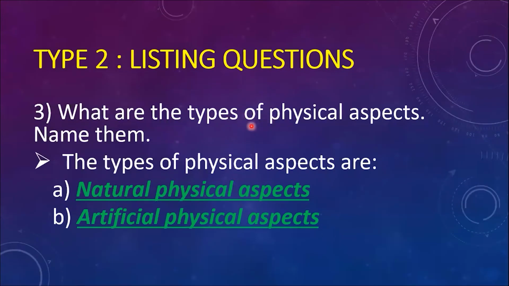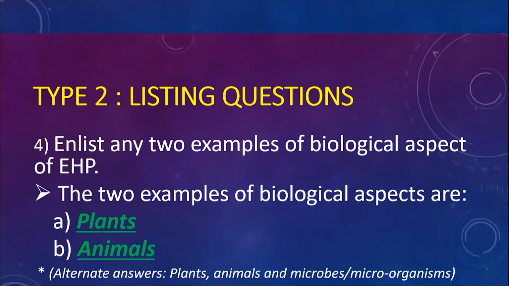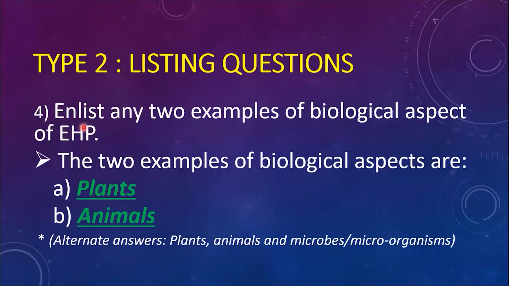What are the types of physical aspects? Name them. Answer: the types of physical aspects are natural physical aspects and artificial physical aspects. So when we discuss in definition also, we clearly told that physical aspects are non-living things. What type of non-living things? Natural and artificial, or you can say man-made. Let's go to 4th number.